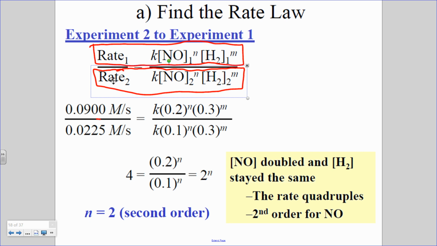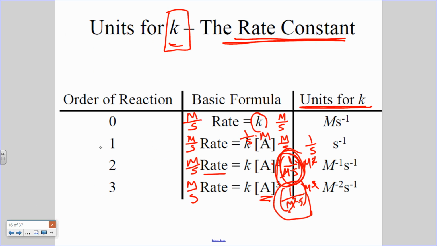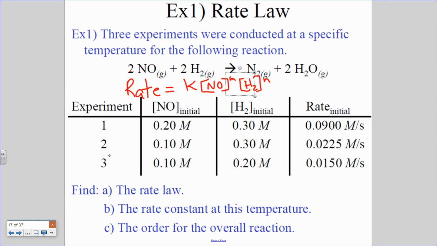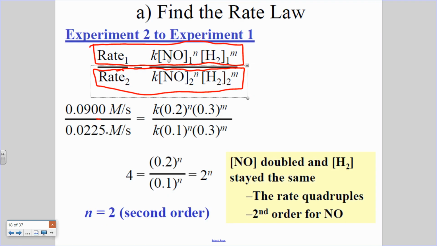So then we jump down to rate 2. If we look at this one, we had a rate of 0.0225, and here are our concentrations for our two reactants. Here's the rate, and here are our two concentrations. Again, we don't know these two numbers. Now, if you look at this, we can start doing some math. I have a calculator, and I can tell you that 0.09 divided by 0.0225 gives me 4.